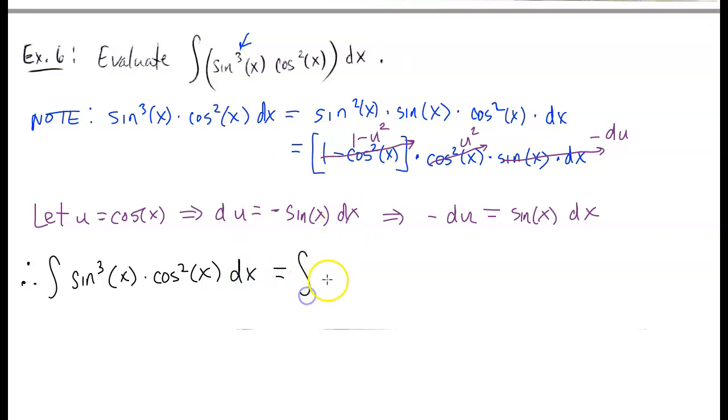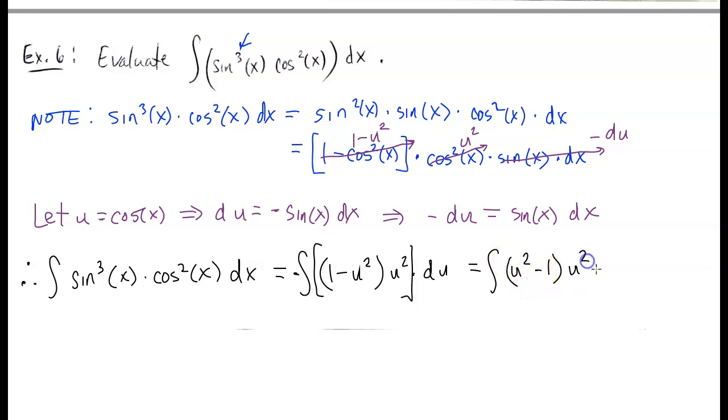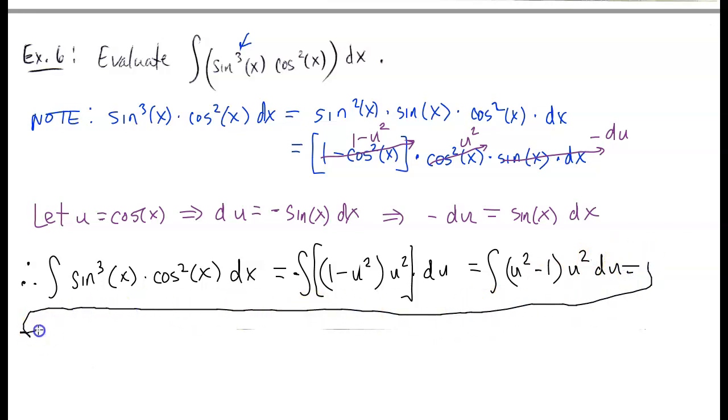So here we can just replace this with (1 minus u squared) times u squared times du, and we'll put the minus on the outside here. And in doing that, that's going to now make this look like the integral of (u squared minus 1) u squared du. And to go a little further, this would be u raised to the 4 minus u squared du.